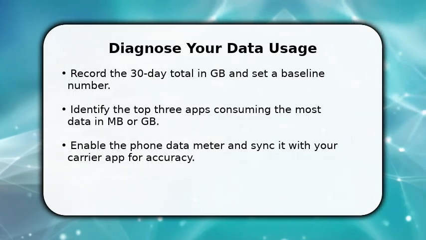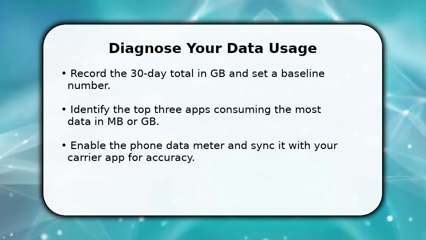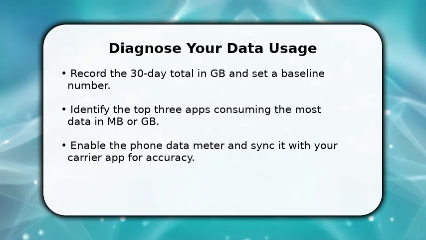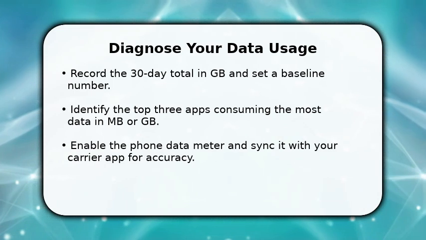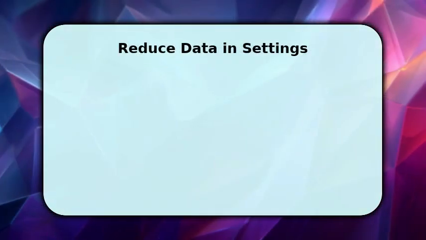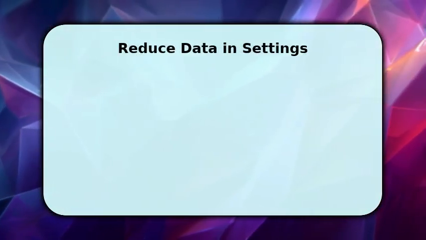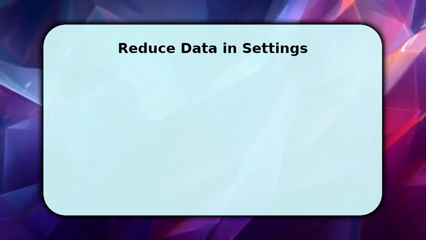Identify the top 3 apps consuming the most data in MB or GB. Enable the phone data meter and sync it with your carrier app for accuracy. Adjust phone settings to block background data and control per-app cellular access immediately.